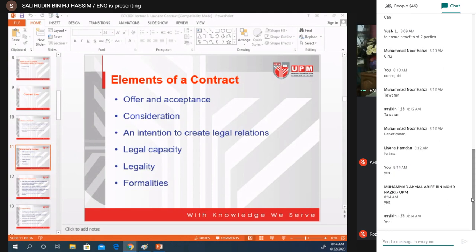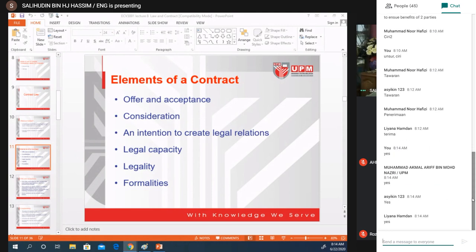So, the action of offering to do something and not to do something is called consideration. So what is the meaning of consideration now?